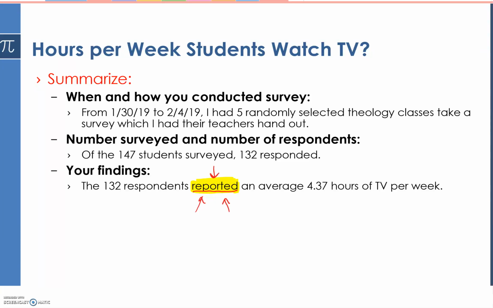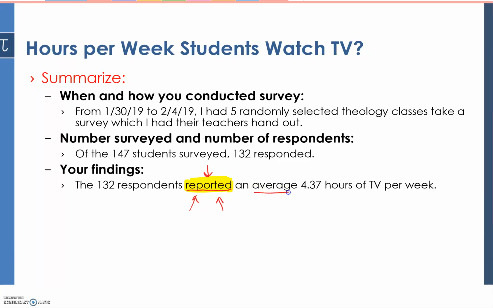And then we have an average or a mean of 4.37 hours of TV per week from our 132 respondents. That would conclude your summary. Again, all 3 of those parts would just be written into one paragraph typically, but I wanted to just line it up this way so you understood everything that should be in there.